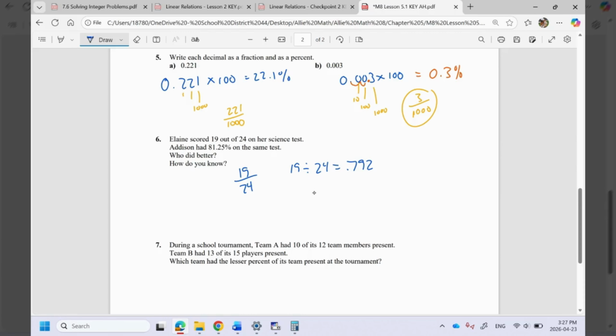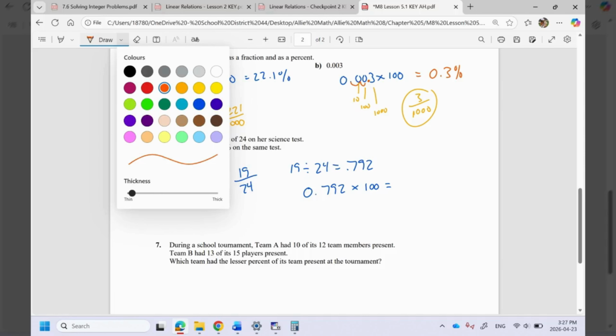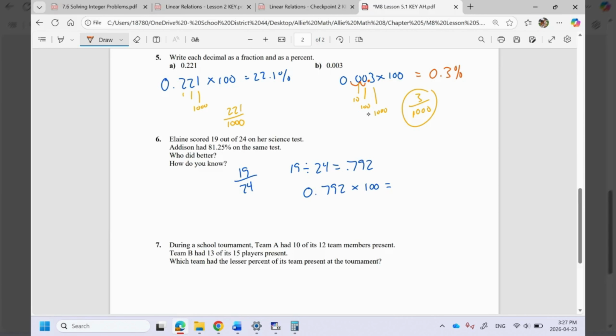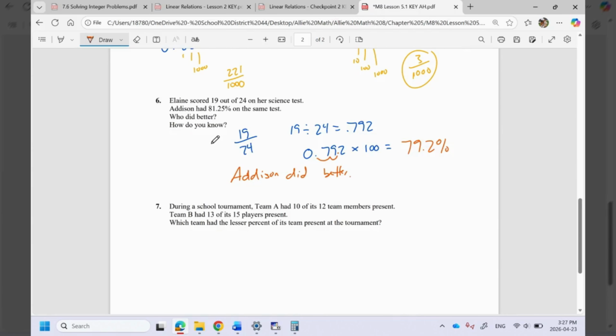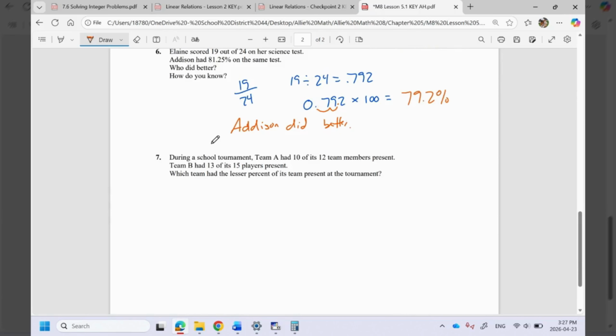And then to get from 0.792 to percentages, we're going to times by 100. And remember, that means we're going to move this decimal just like we did up in this question right here. Move the decimal over 2 spots. And we have 79.2%. And so Addison did better on her science test. So she got 81, you can see it's pretty easy to compare from there. Just a couple percentage points better. Still both a B. It's a solid mark.